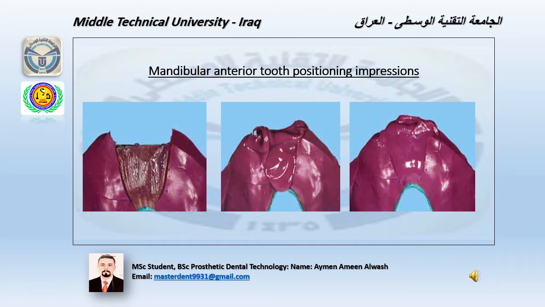Mandibular anterior tooth positioning impression. Remove the handle of the lower special tray and clean this area from any residual impression material. After that, we can apply adhesive material and apply the body of polysiloxane impression material, and then insert the special tray inside the patient's mouth to record the action of the lower lip by asking the patient to say Q and U sound.